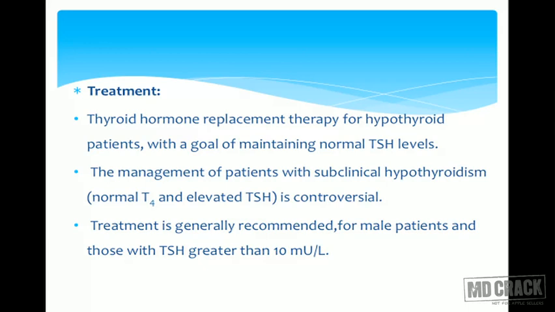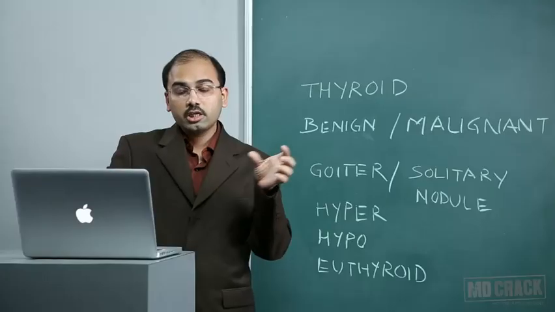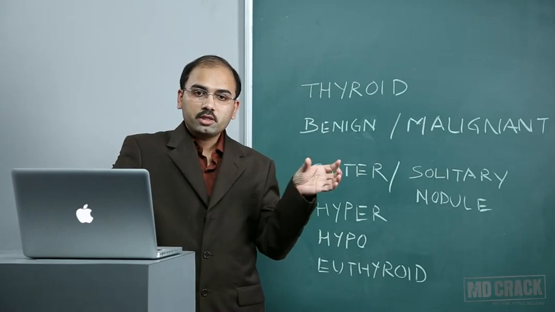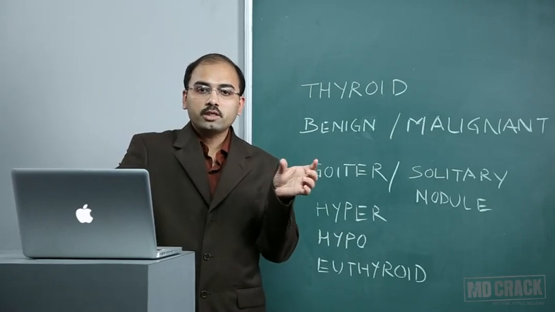The treatment is by thyroid hormone replacement therapy for hypothyroid patients, with the goal of maintaining normal TSH levels. The management of patients with subclinical hypothyroidism, that is normal T4 with elevated TSH, is controversial. Treatment is generally recommended for male patients and those with TSH greater than 10 milliunits per liter. So this is a very important point. Treatment is directed towards maintaining normal TSH levels.